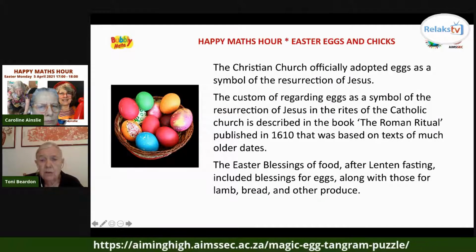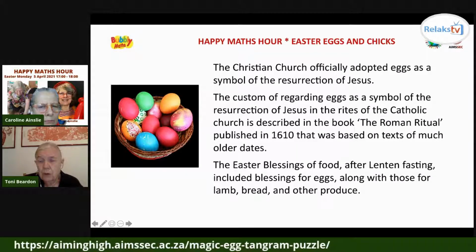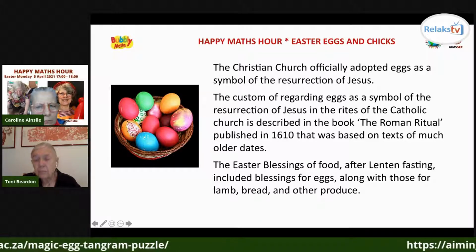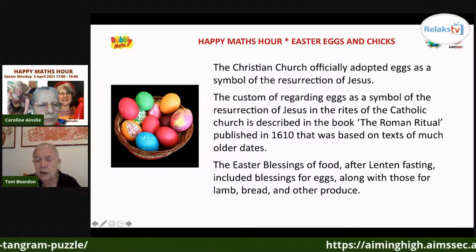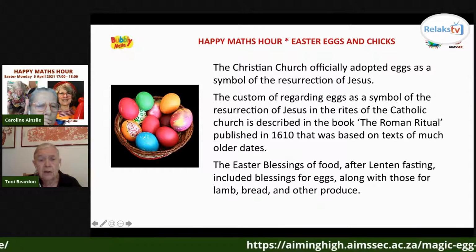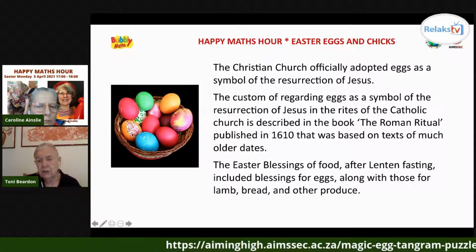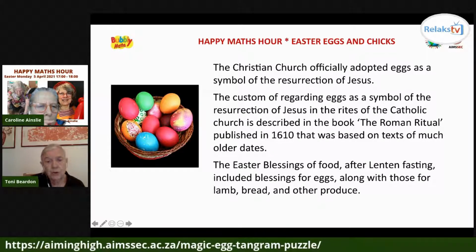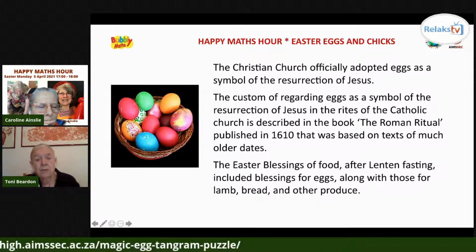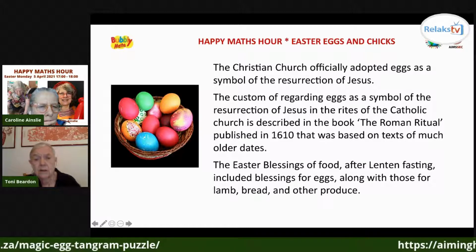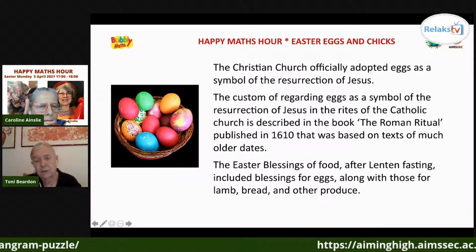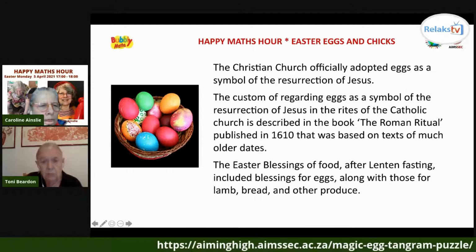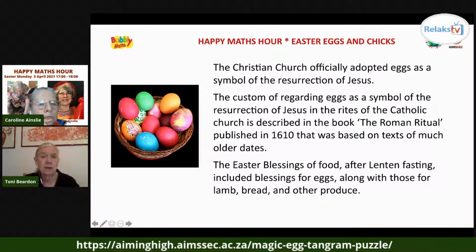And at Easter, there were blessings of food, because, of course, Easter comes at the end of the Lenten season of fasting and abstinence. So at Easter, there were blessings for eggs, along with other produce and lamb, of course, and bread also held great significance. So eggs and lamb and bread were considered to be the symbols of the resurrection.